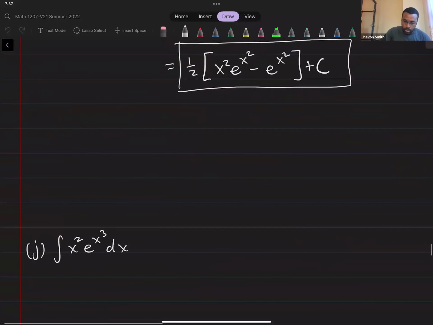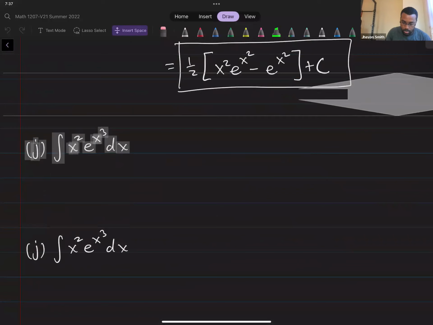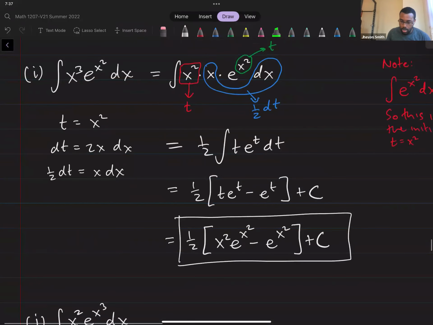Would it be possible to use the table method you were using before on that? Yeah, but technically you would apply it at this point.